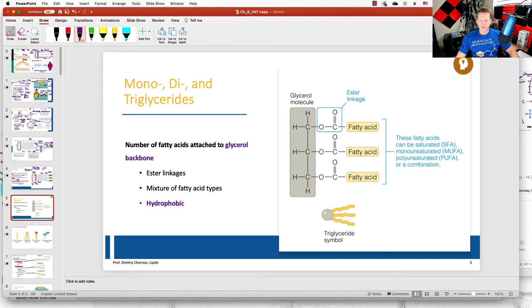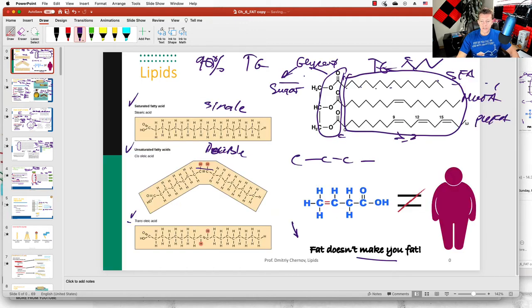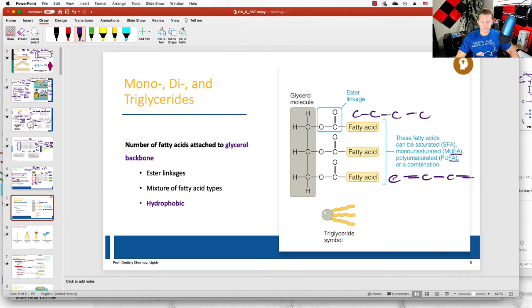Mono, di, and triglycerides, right? So this is a triglyceride. You can look at another type of arrangement. This is the glycerol molecule. That's the actual ester linkage, and there's something else that also holds them. And then those free fatty acids, like this, or this one could be like this, and so on. So we call them mono or PUFA. They could be a combination of any, as you've seen on the first image.